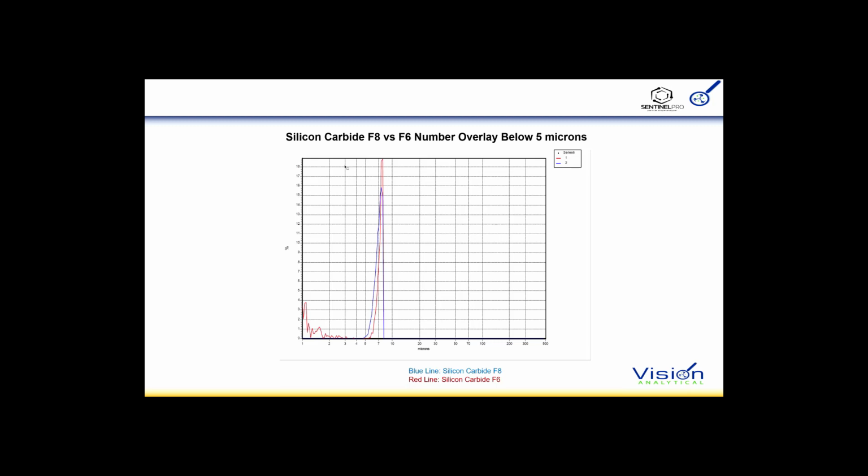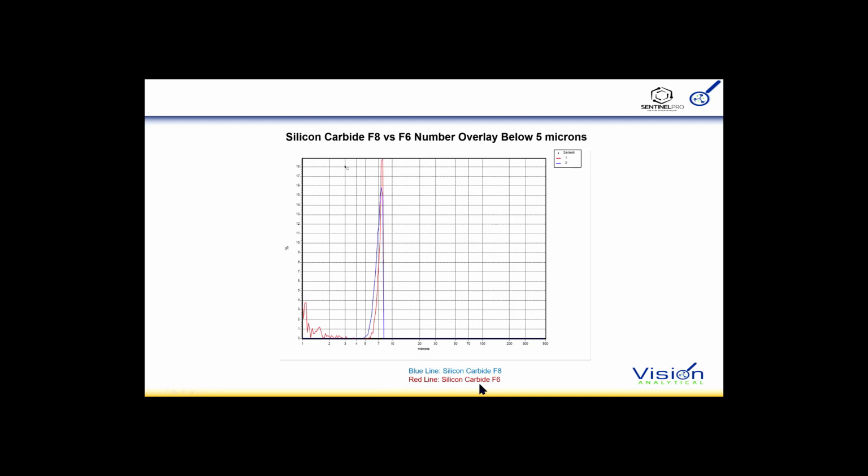Number display below 5 microns. Setting up the particle insight to select just particles less than 8 microns. All the 5 micron particles are representative. So we set the 8 microns. We ignore these in our distribution, and we look at just particles that are less than 5 microns. It says that this is a viable range. We don't necessarily have to include these in our statistics. So again, blue is F8 and red is F6.